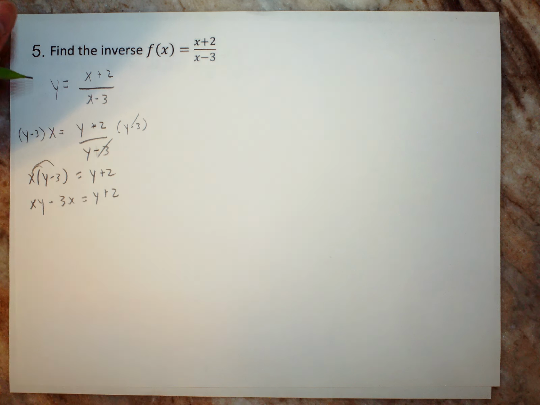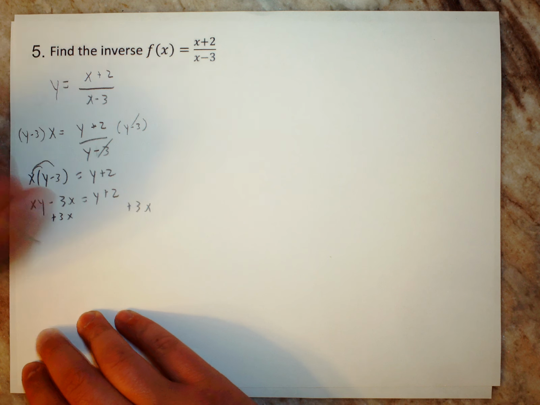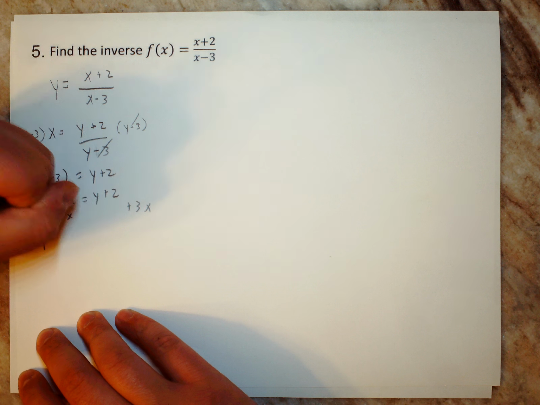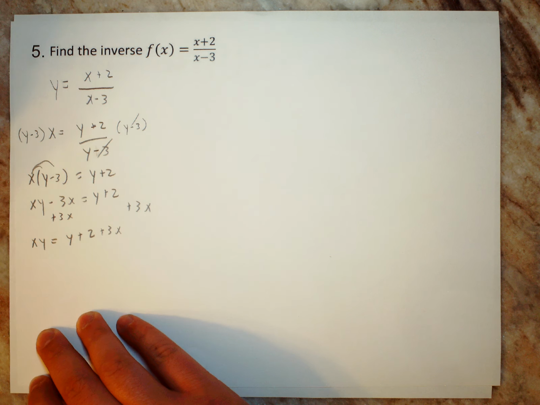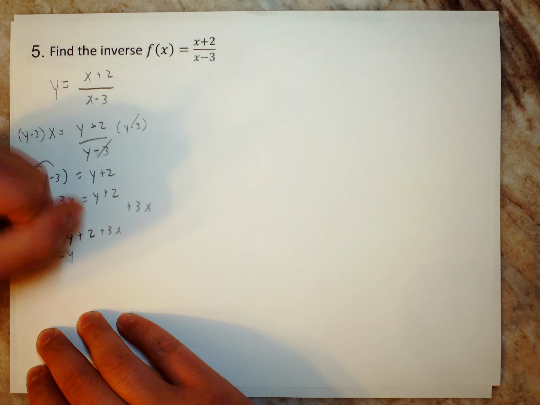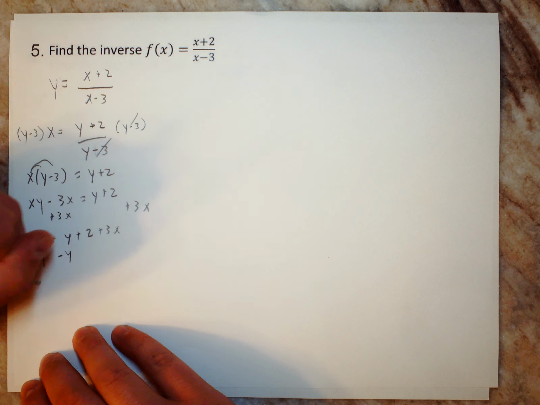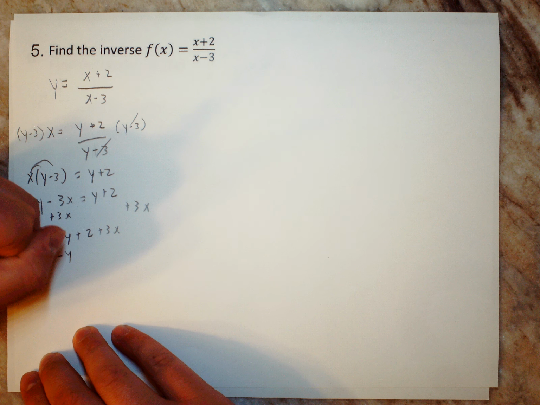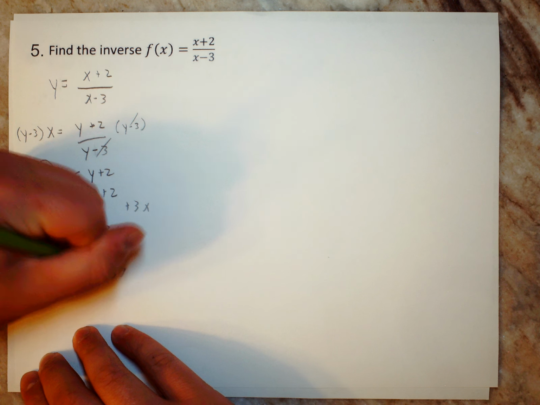So now, like I just said, we want to isolate y. So I'm going to get all the terms with a y on the same side. So first thing, I'm going to add 3x onto this side. So I now have xy equals y plus 2 plus 3x. And then I'm going to subtract y over. I'm doing this because I want all the terms with a y on the same side. So I have xy minus y equals 2 plus 3x.